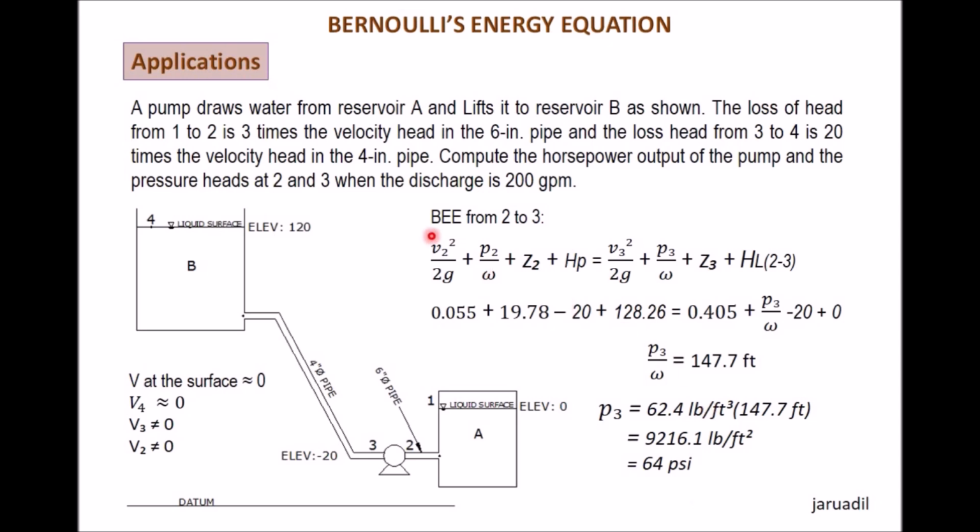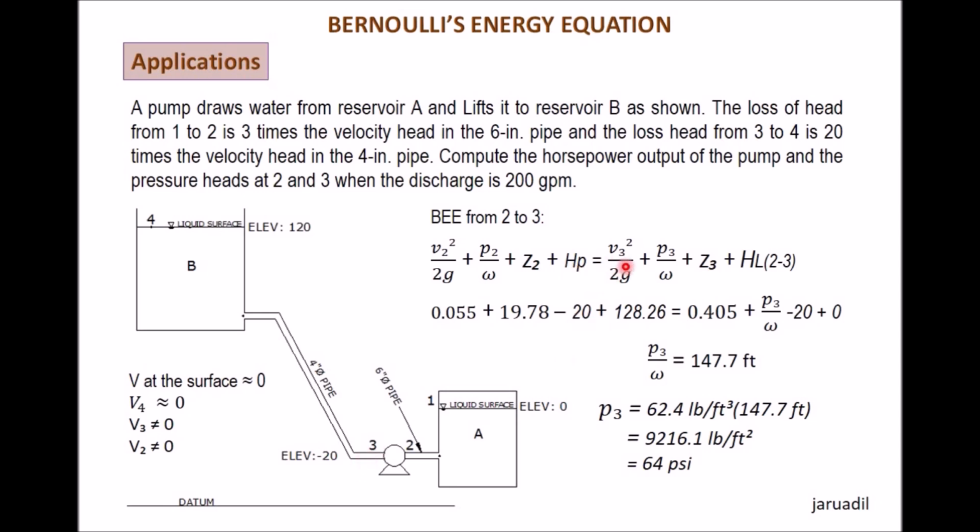Now to compute for the pressure head at point 3, dito naman sa kabila, you can use BEE from 2 to 3, or you can use BEE from 3 to 4, or you can use BEE from 1 to 3. So tatlo ang pwedeng gawing equation. Pwede siyang 2 to 3, 1 to 3, or 3 to 4. So using BEE from 2 to 3, the Bernoulli's energy equation will be V2 squared over 2g plus P2 over omega plus Z2 plus pump head. So meron kasing dadaanan na pump, so we have here plus HP or pump head.